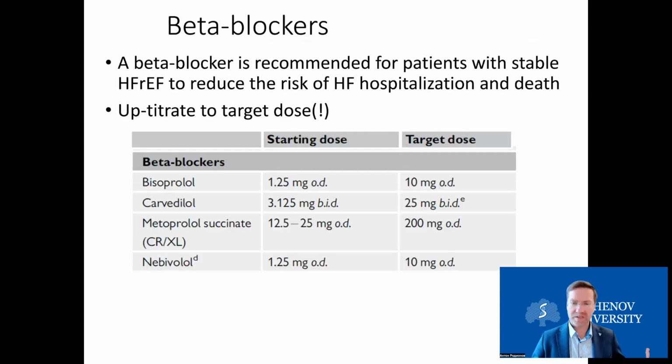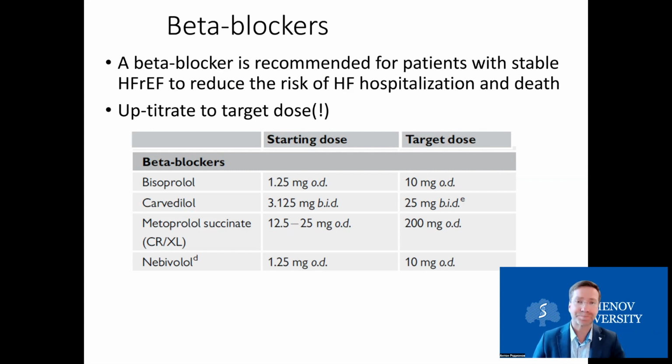So that was renin-angiotensin system blockers. The second group of drugs is beta blockers. Beta blockers should be used in patients with stable heart failure to reduce the risk of heart failure hospitalization and death. But if you remember classic pharmacology, your classic textbook, you remember that beta blockers normally can decrease the ejection fraction. They have negative inotropic actions.